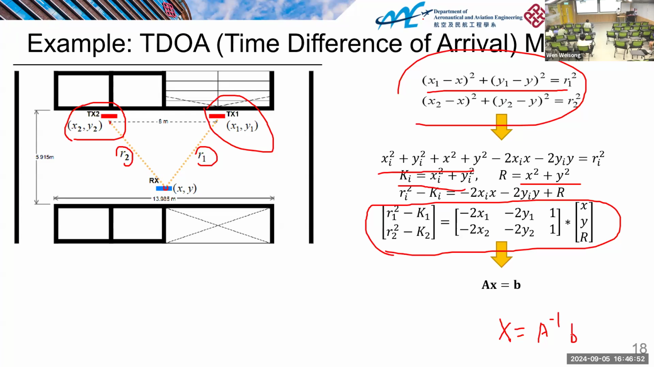Each row corresponds to a transmitter. The first row corresponds to the first transmitter, the second row to the second transmitter. If you get 10 different access points, you're going to get 10 different rows. Is that correct? If you get two equations, this can be solved directly based on what you learned in high school, right? But if you get 10 equations, it becomes a problem.